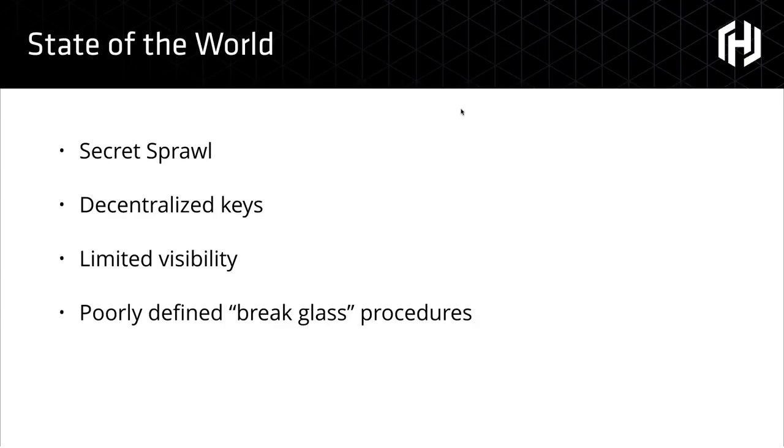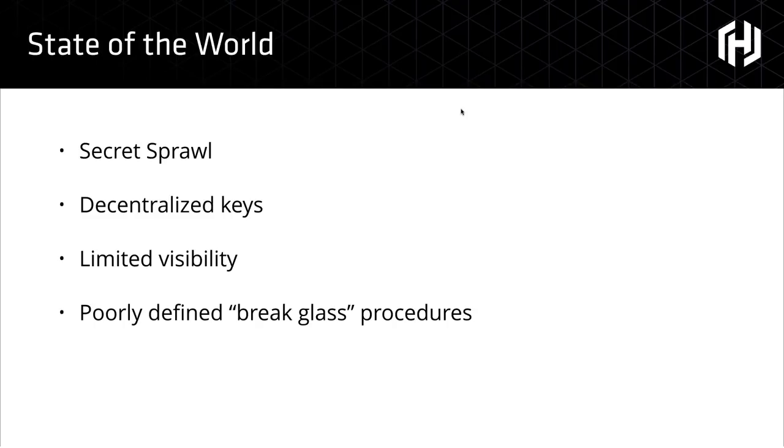And so the state of the world that we generally see in answering these questions is what we refer to as secret sprawl. That is, the keys, the secrets, the tokens, the certificates are distributed all over the place. They live hard-coded in applications, they live in configuration files, they're in Chef and Puppet, they're in GitHub, they're in Dropbox, they're on wikis. So they're all over the place.